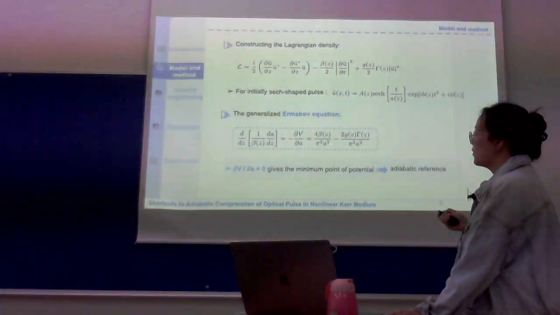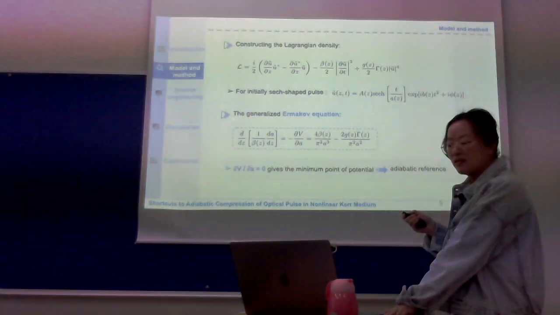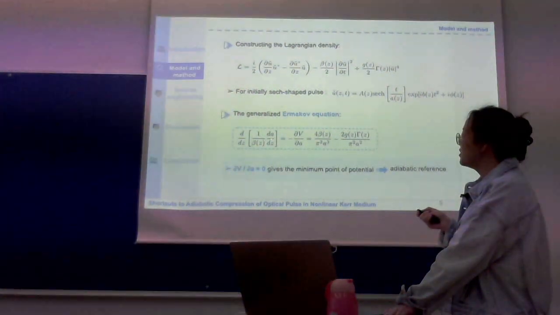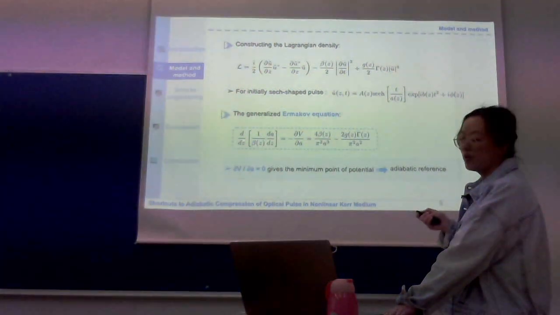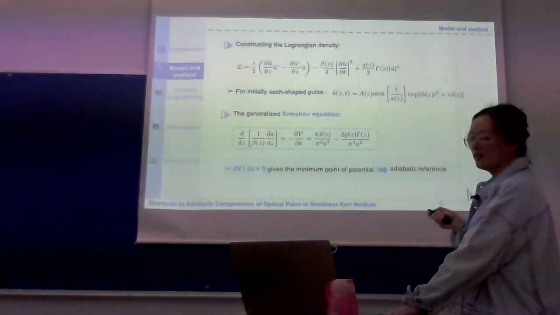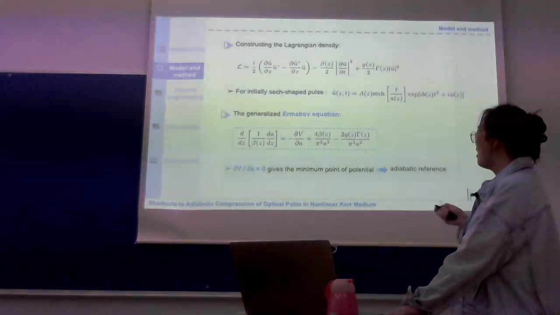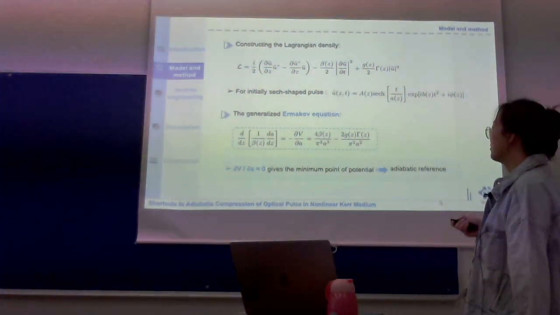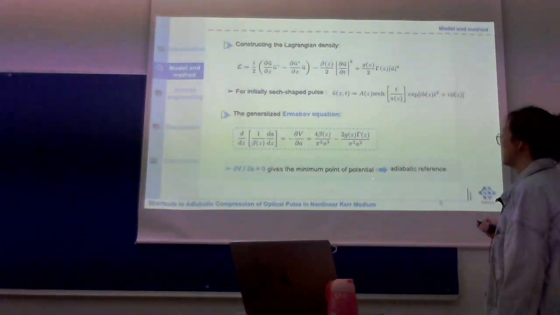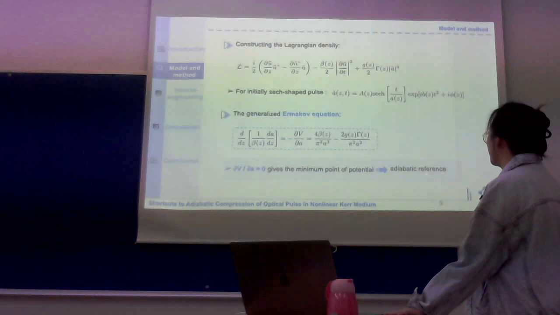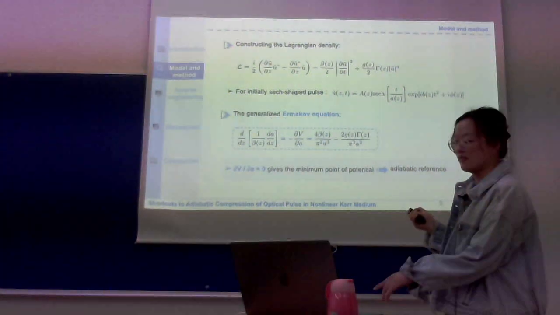For this equation, we can see it looks like a particle's motion equation, and the particle has a variable mass, 1 over beta, and it's located in a variable potential. And the condition partial V over partial A equals 0 gives the minimal point of the potential. From this condition, we can get the adiabatic reference for the STA design.